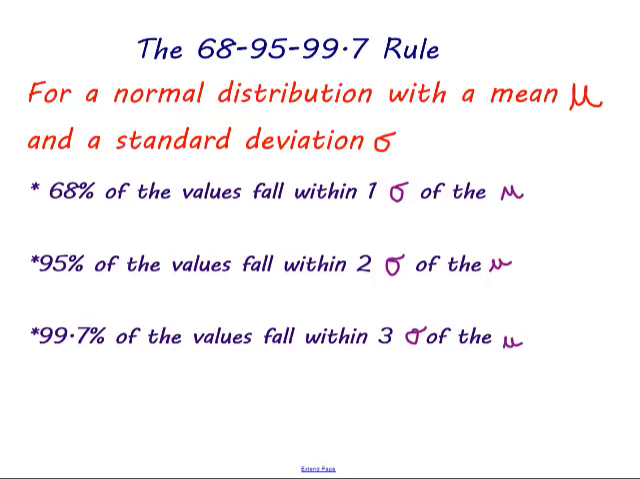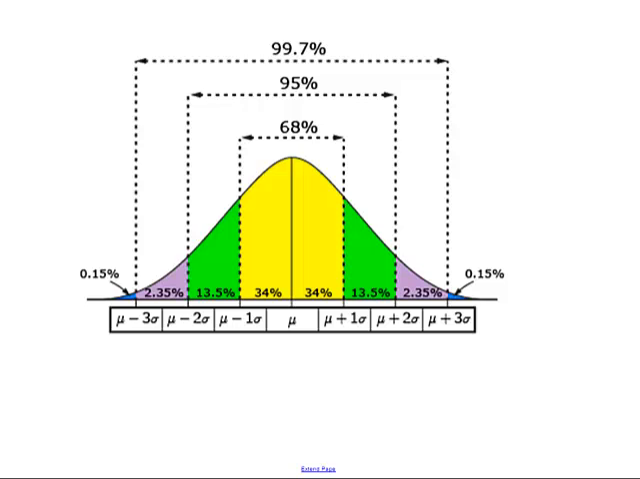So let's look at a bell-shaped curve to help explain this. It turns out that in a normal model, about 68% of the values fall within one standard deviation of the mean. So if we start here in the middle with the mean and go out one standard deviation in both ways, we will see the yellow area. 68% of the values will fall within that area.